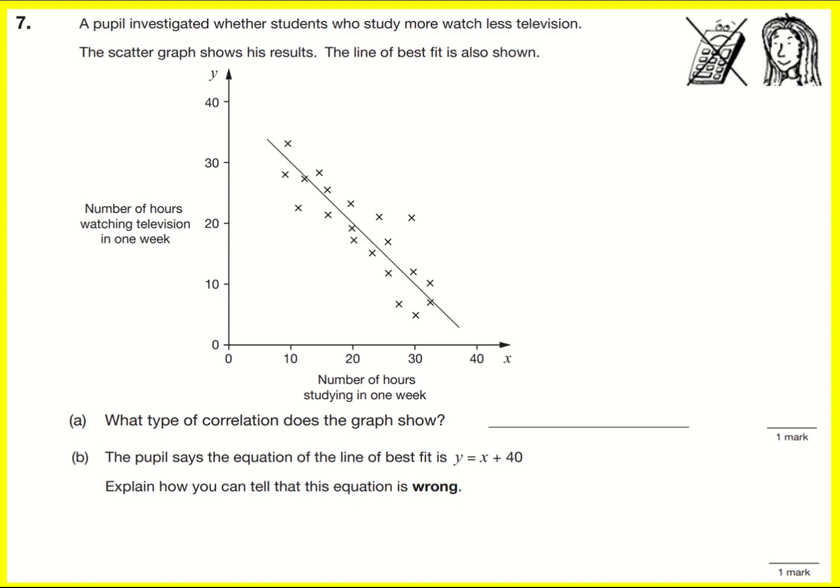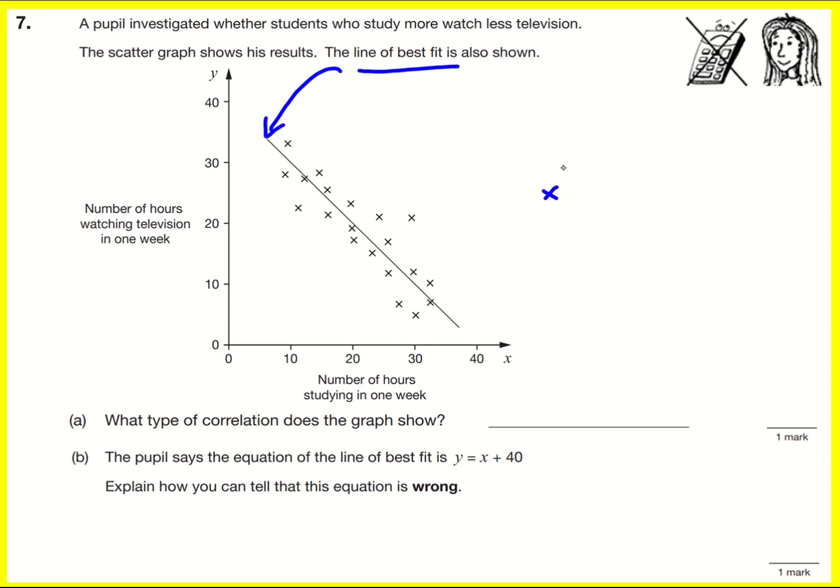It's a very quick question on scatter graphs. We've got the number of hours watching TV in 1 week versus the number of hours studying. And we're asked, we've got this scatter graph, that's all the points. And then this straight line is actually the line of best fit. Yeah, it says it there. Okay, and then we're asked, what type of correlation does the graph show?